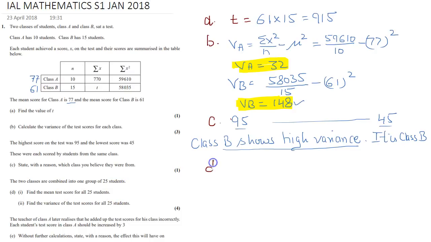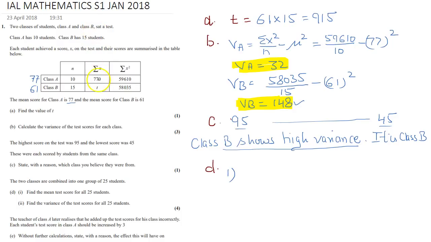Part D. The two classes are combined into a group of 25 students. Find the mean score of the 25 students. So we have to find the mean score.